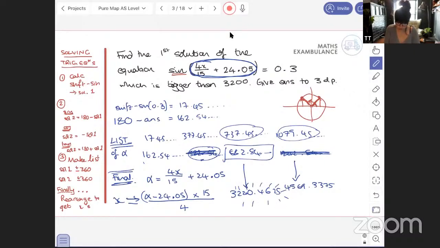Okay, now, how come that's wrong? I did 882.84 minus 24.05 equals, times 15 equals, divided by 4 equals 3220.4625. But I told you that the answer was 3219.346. That's the correct answer. So why am I wrong? What did I do? Aisha, perfect.